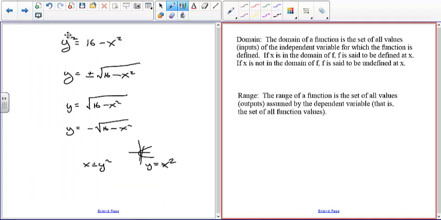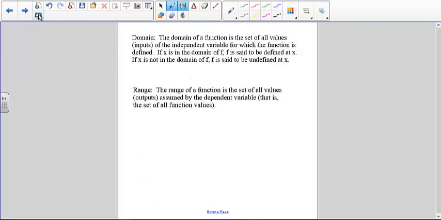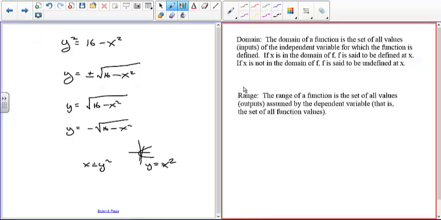So now there are two important properties of a function. One is the domain, and the domain of a function is the set of all x values of the independent variable for which the function is defined. If x is in the domain of f, then f is said to be defined at x. If x is not in the domain of f, f is said to be undefined at x.